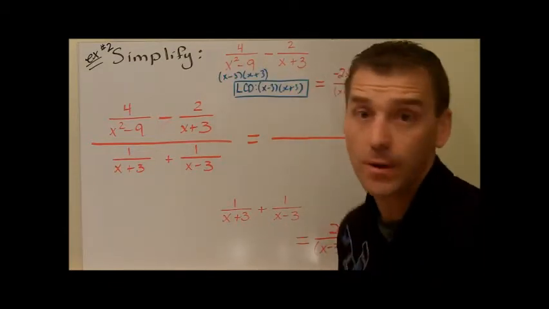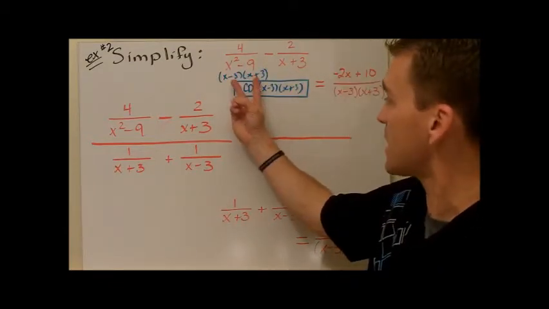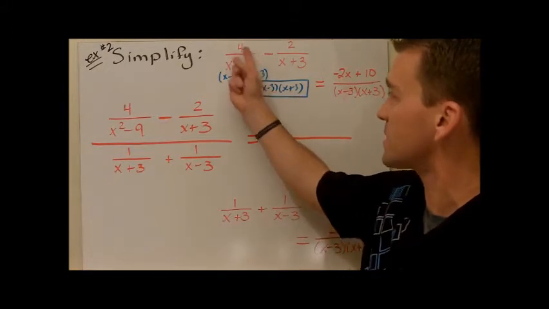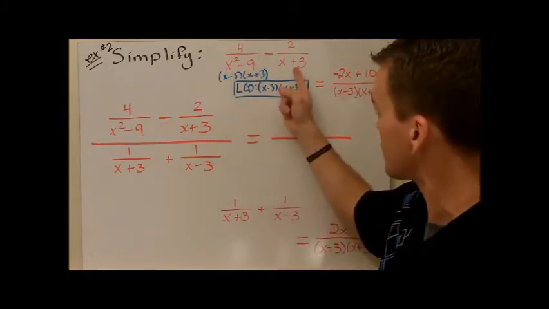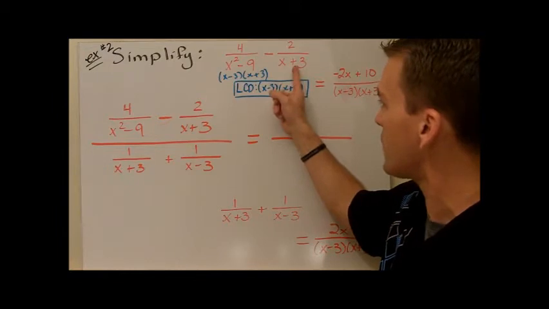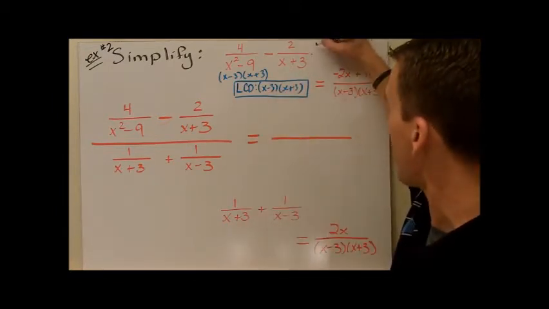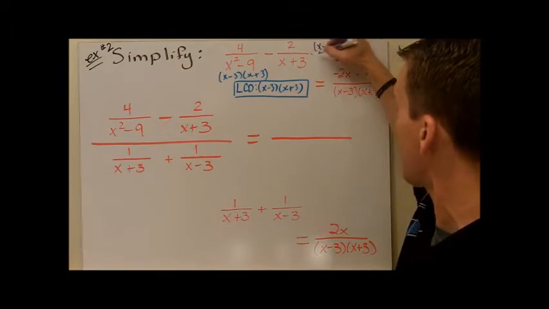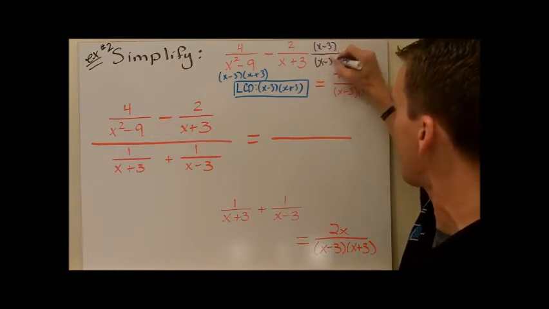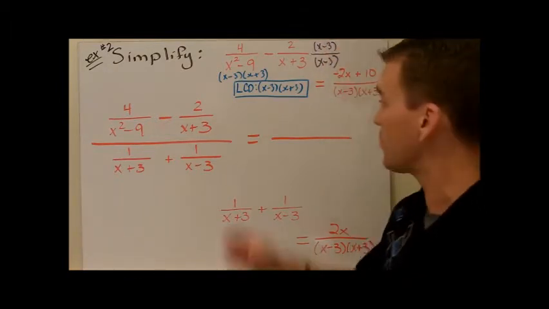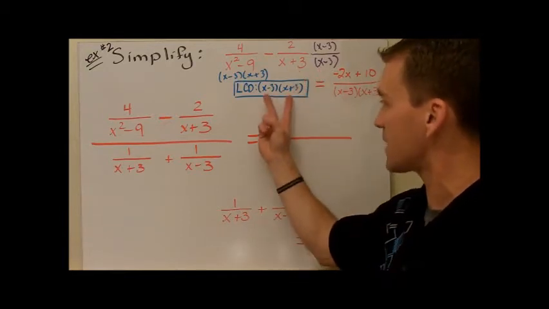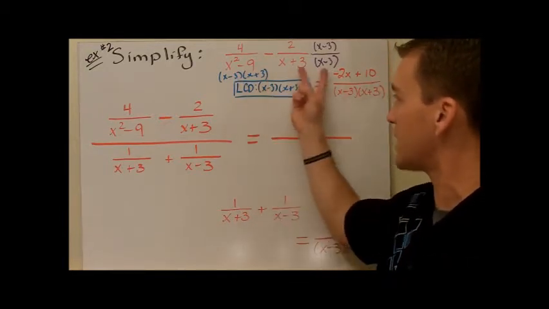Therefore, I need to look and say, okay, what's missing? Well, this guy's not missing anything for my least common denominator, so it's going to stay exactly as is. This one here, however, if that's my denominator in that one, I'm missing an x minus 3. So I must multiply the top and the bottom by x minus 3. That's cool because it makes the denominator exactly this. So we've got common denominators now.